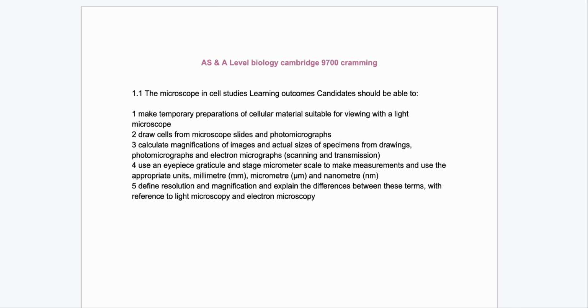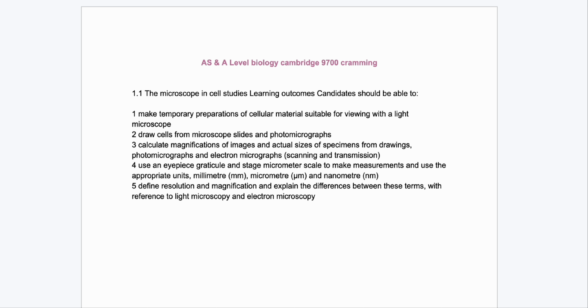Hi everyone, today we're going to be going through AS and A-Level Biology Cambridge. We're going to be going through the content in detail so that you know how to answer the questions that will come up. We're starting off with the AS syllabus, and that has 11 topics, and the first one is cell structure, which is quite easy.